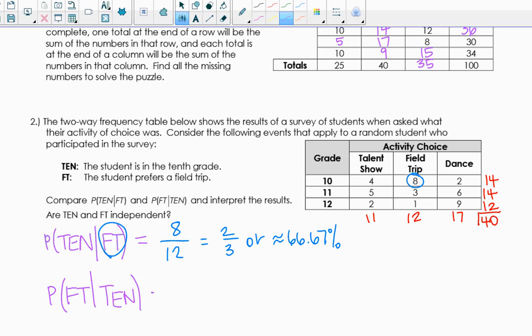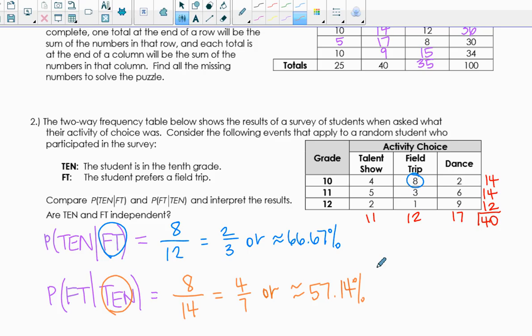Okay, now the probability, if we flip that, of a field trip given the 10th graders, okay, so the probability of a randomly selected student choosing a field trip given the 10th graders, let's see, so our 10th graders is now our sample space. And out of our 10th graders, there's 14 of them. Out of those 14, again, 8 prefer a field trip. Your numerator should not change. So 8 out of 14 is 4/7, or about 57.14%.